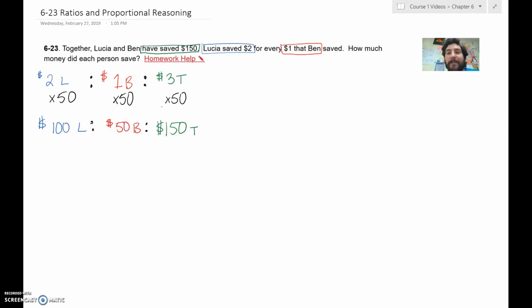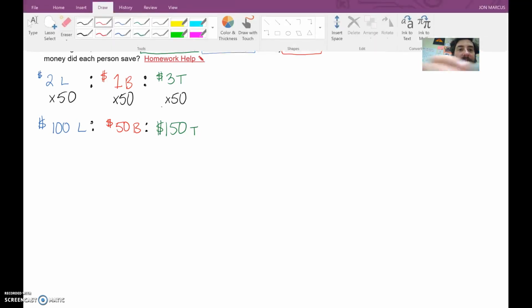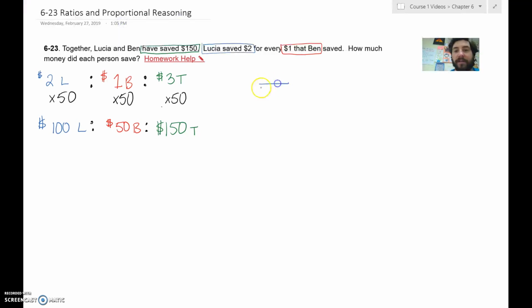Another kind of nice way to do it is to draw a little table. Say Lucia saves $2 for every $1 that Ben saves. So here are 2 Lucias for every $1 that Ben saves. And we know that in total this is $150.